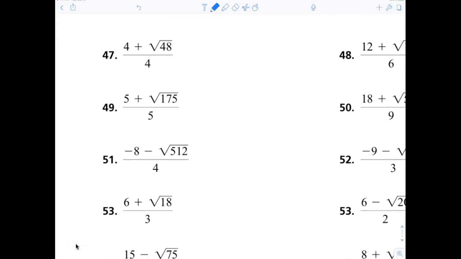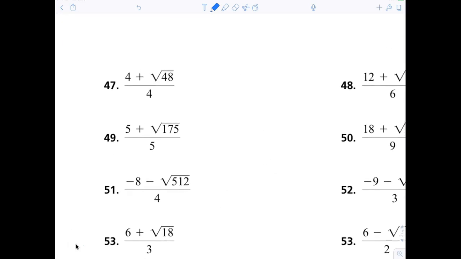Let's take a look now at 47. All right, 47, we have a problem. First thing I want to remind you of is this, guys. 4 plus 3 over 4. Cross out the 4s, that becomes a 4. Does everybody agree or disagree?